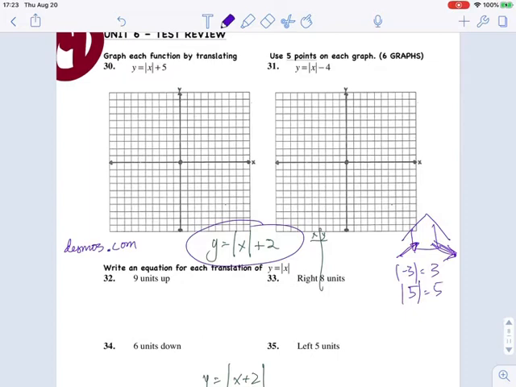So let's graph this. Y equals absolute value of x plus 2. If you've learned the lesson from that, if it's plus 2 on the outside, it simply goes 2 units in the up direction. 2 units up. 1, 2.